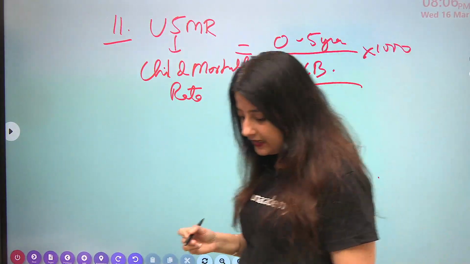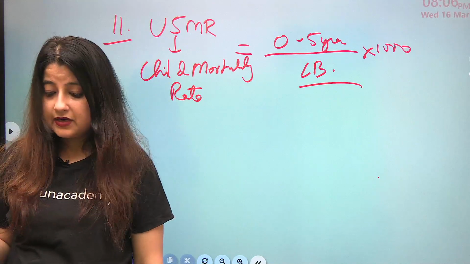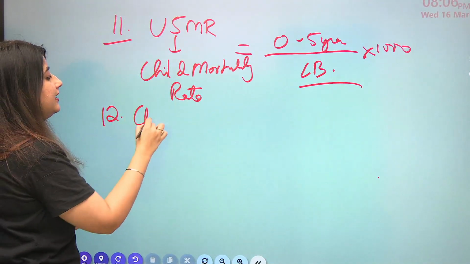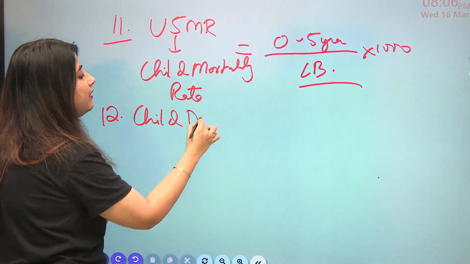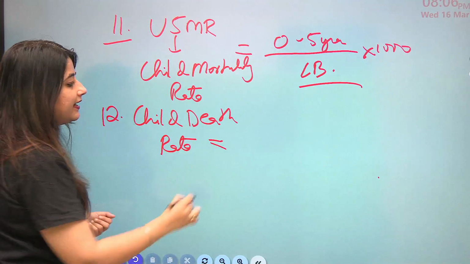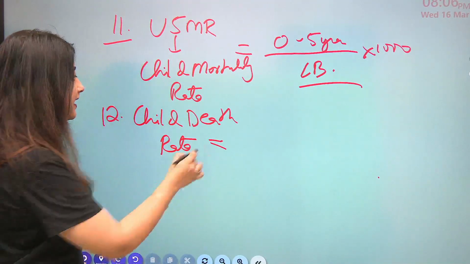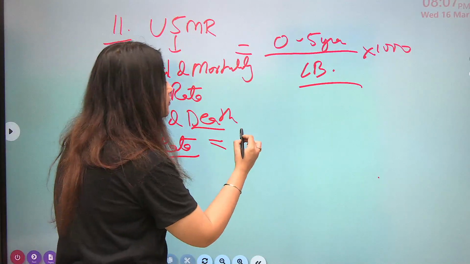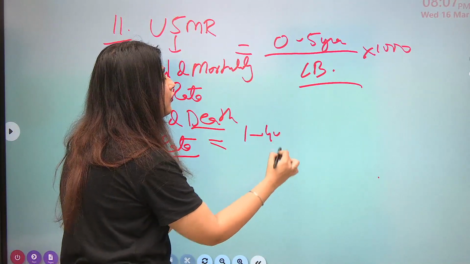ठीक है. यहीं पे guys एक और आता है which is known as child death rate. ठीक है. क्या आता है यहाँ पे? Child death rate. So when you have to talk about child death rate guys, child death rate हो जाएगा. Now अब यहाँ पे ध्यान देना death rate. So it will be death of a baby. Alright. So now that is 1 to 4 years.